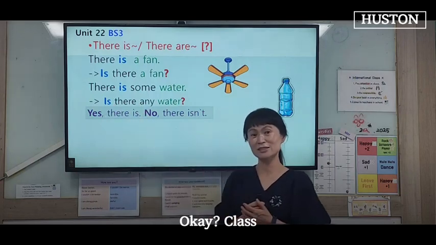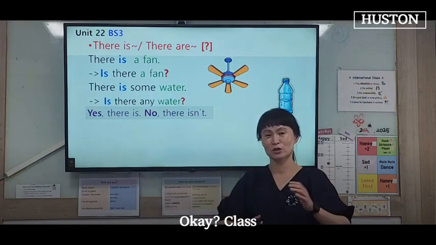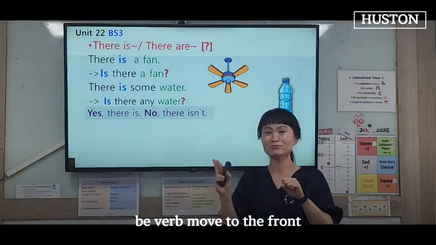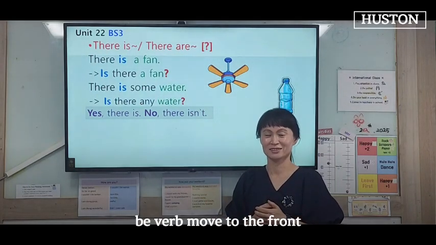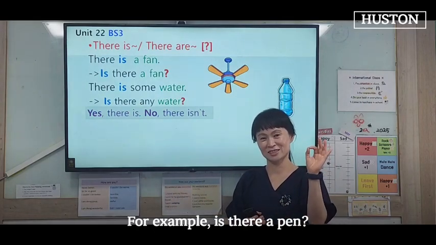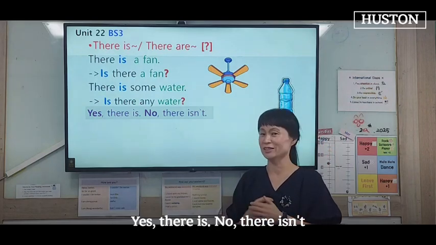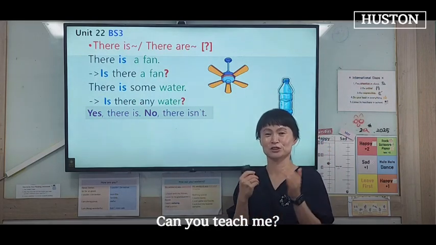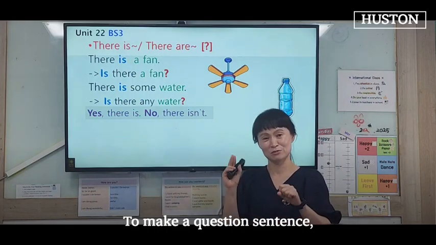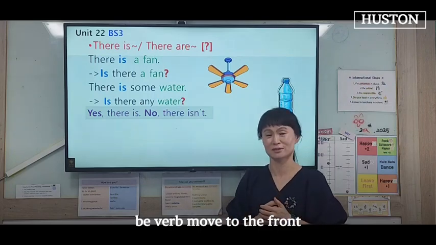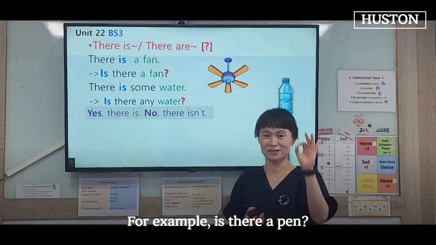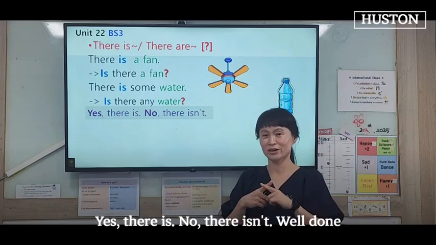Okay? Class, meter. To make a question sentence, Beaver moved to the front. For example, is there a pen? Yes, there is. No, there isn't. Can you teach me? Teach. To make a question sentence, Beaver moved to the front. For example, is there a pen? Yes, there is. No, there isn't.